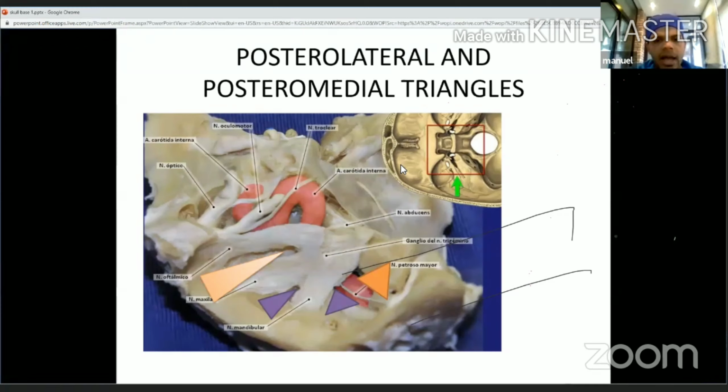So again, the anteromedial triangle. Next. The famous one between infratrochlear, between the ophthalmic and trochlear nerve, Parkinson triangle. Okay, next jump, please.